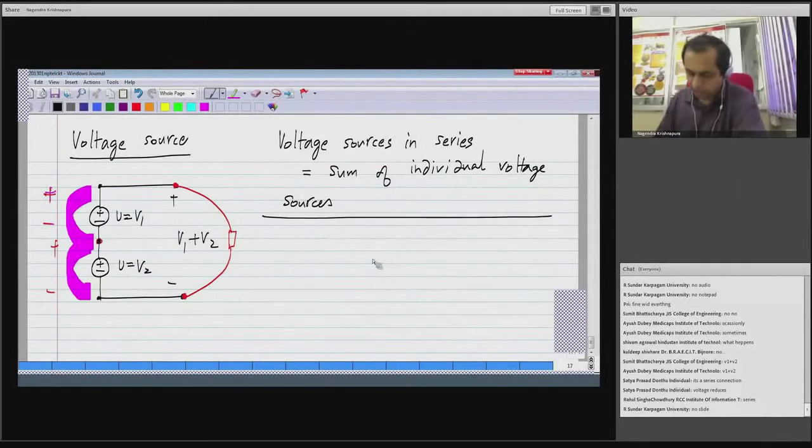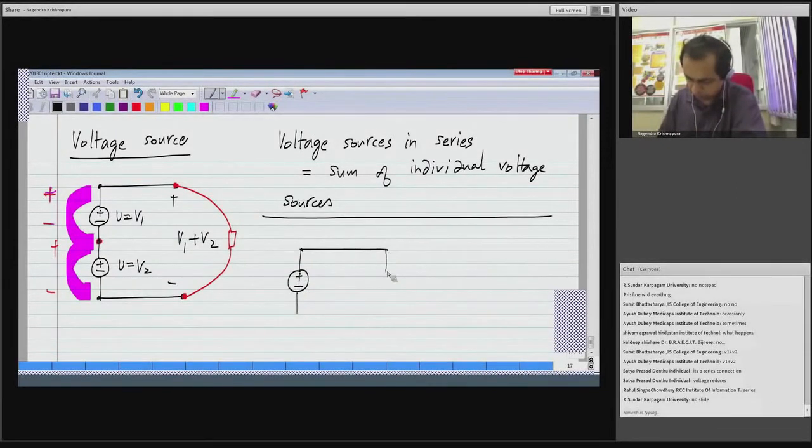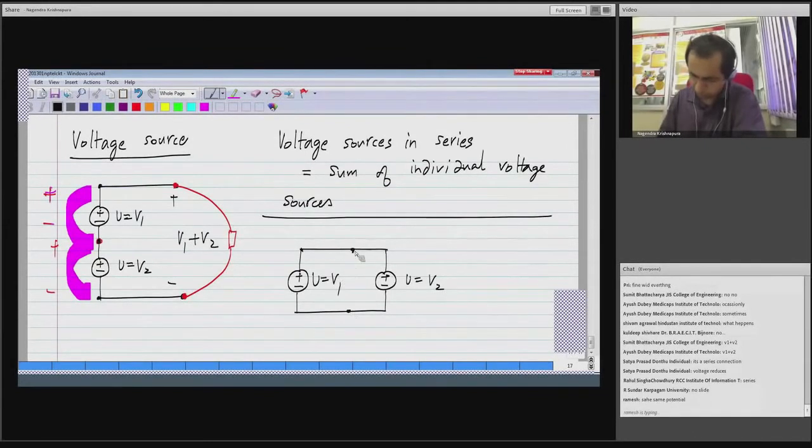Now the next thing is, what happens if you connect voltage sources in parallel? What will happen? That is, I connect this voltage source and that voltage source in parallel. Again, I would like answers from the participants.